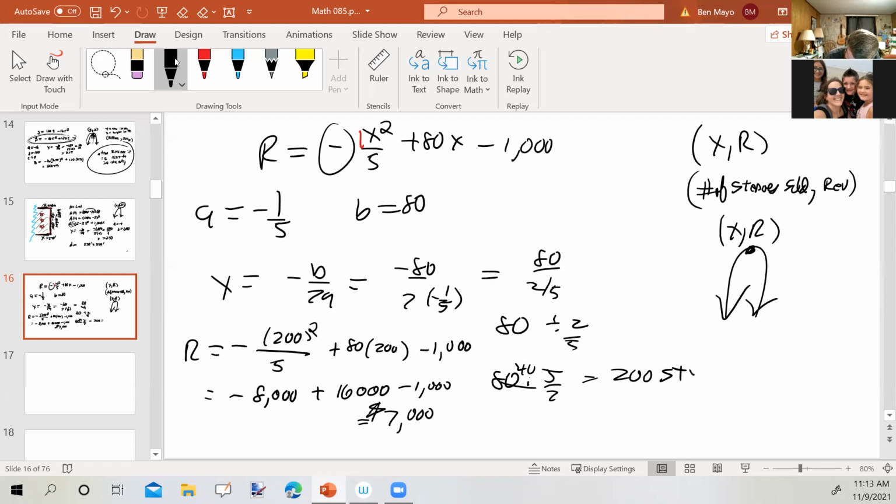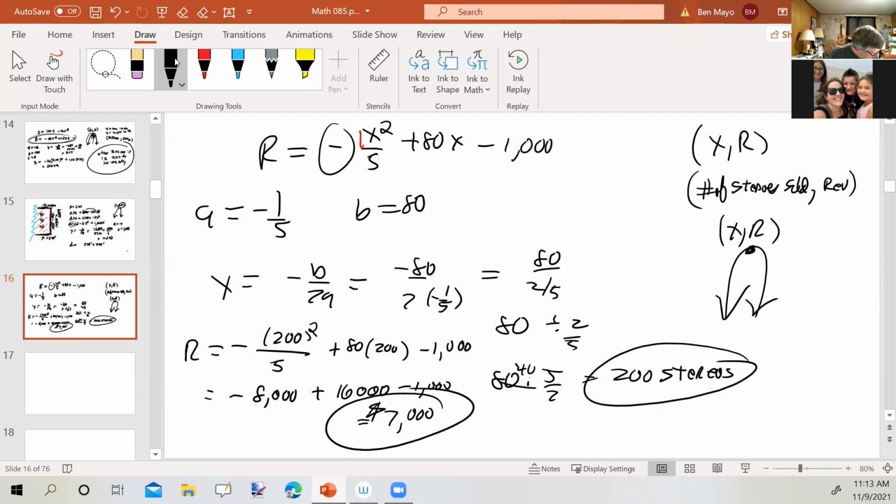So, $7,000. So answering the question, how many stereos must be sold? 200 stereos. What is the maximum revenue? $7,000. Okay. Read the questions carefully. Identify what your variables stand for so that when you get your vertex, you know which value to use for which answer.